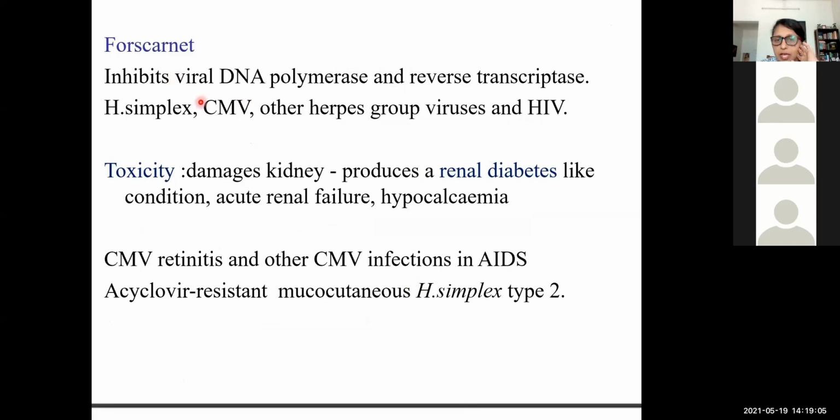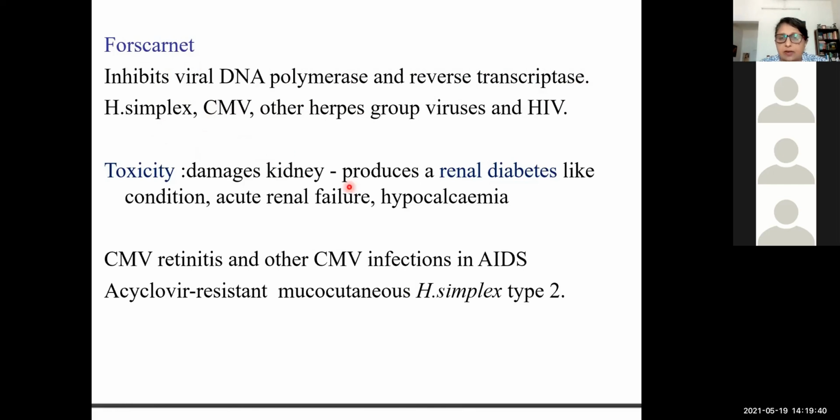Then another drug, again for CMV, is foscarnet. Here again it inhibits DNA polymerase, but it is also useful in HIV because it inhibits reverse transcriptase. This we will see later. So foscarnet is mainly for CMV and also herpes simplex and other herpes group viruses, as well as HIV, because it inhibits the reverse transcriptase enzyme also. So: ganciclovir, valganciclovir, cidofovir, and foscarnet.